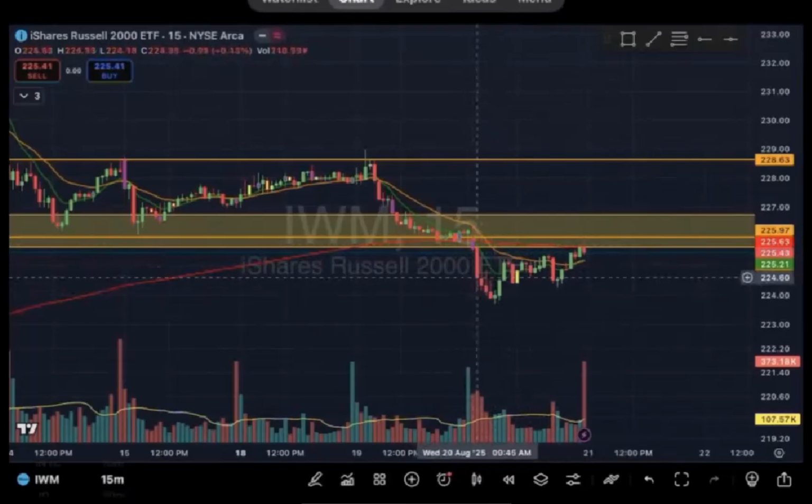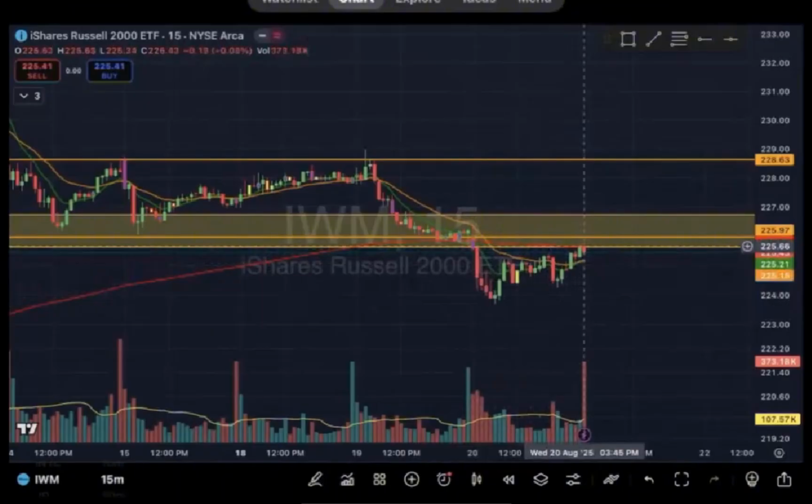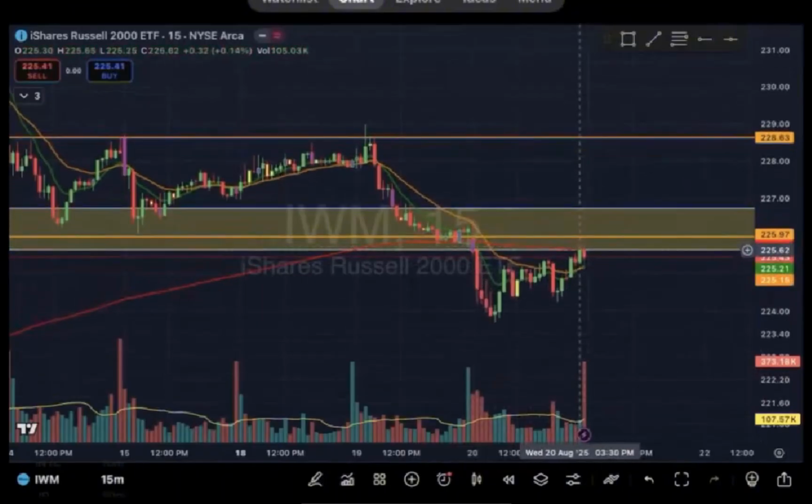IWM made this impulse move down, so everything was done for the day. I just know it got to consolidate all the way back into this 200 EMA. At the time, I just know it got to. But hey, I think you started out good. I'm gonna give you credit.